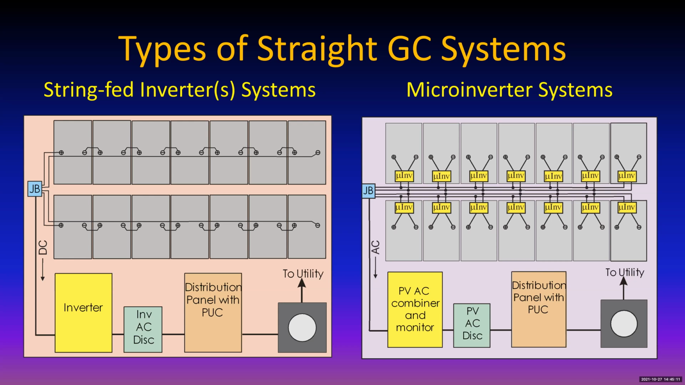Okay, there's an AC combiner and monitor, and each of those microinverters has its own communication link. So it talks to the combiner, and if it has a problem, it tells the combiner about it. The combiner makes an announcement. The owner finds out about it on the cell phone. The company finds out about it, and you can go and say, okay, inverter number 2, what's your problem? We're going to replace you or whatever.